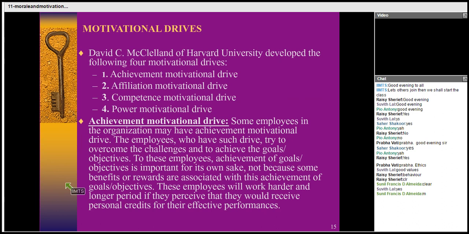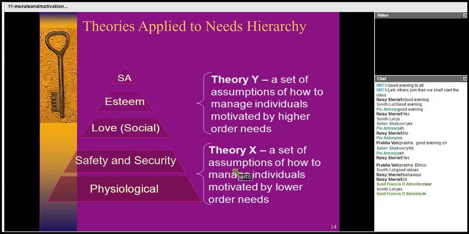Clear to all? Any questions, any doubts till now? Anybody? Shall we move ahead? Okay, let's play one video for you.